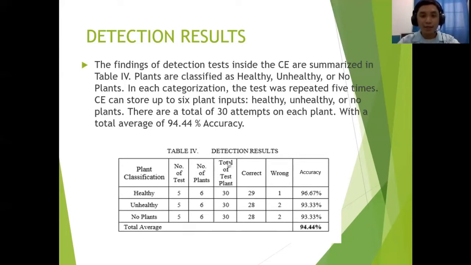94.44% accuracy. For the healthy, on this table, you can see the accuracy. For the healthy, the accuracy of testing is 96.67%, for the unhealthy it is 93.33%, and for the no plants it is 93.33%, with a total average of, again, 94.44% accuracy rate.